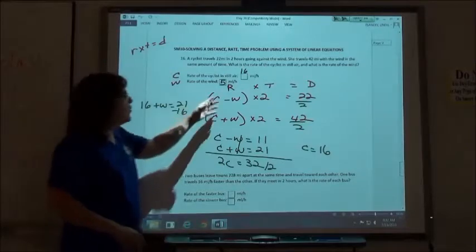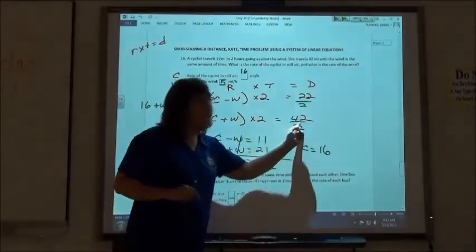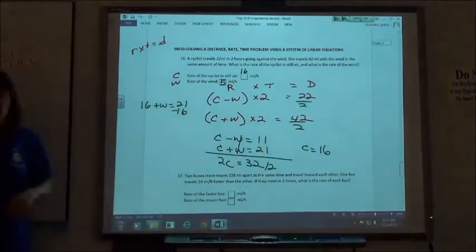So usually on these ones, instead of using the distributive property, they'll just go ahead and divide by the time right away, then it makes it pretty easy to solve.